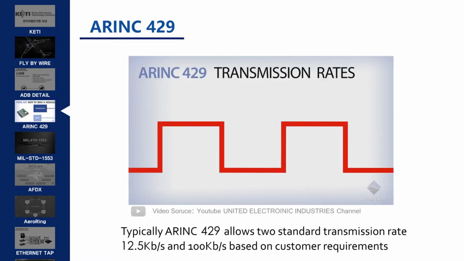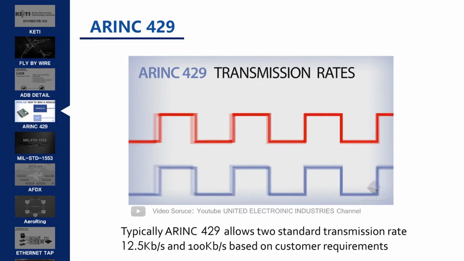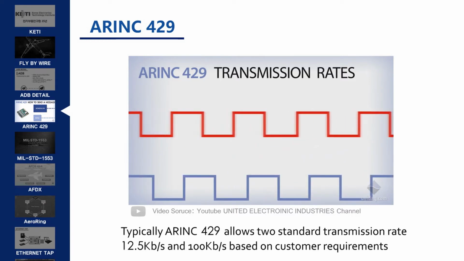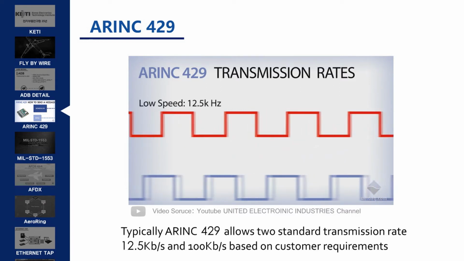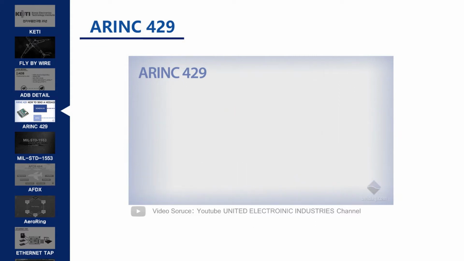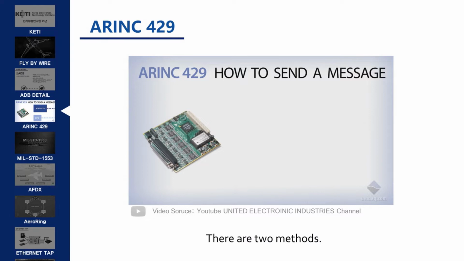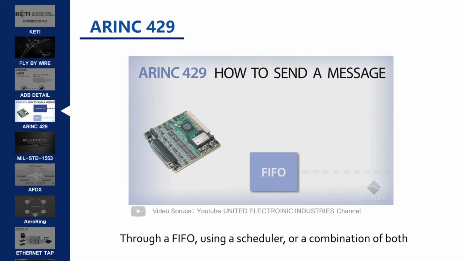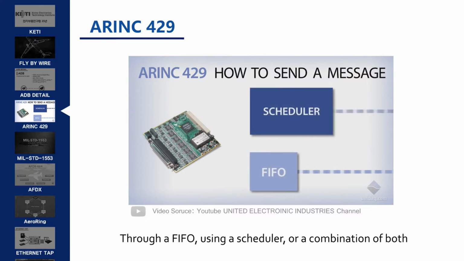Typically, ARINC429 allows for two standard transmission rates, one at 12.5 kHz and the other at 100 kHz. There are basically two methods, either through a FIFO or using our advanced scheduler, and you can actually use a combination of both.